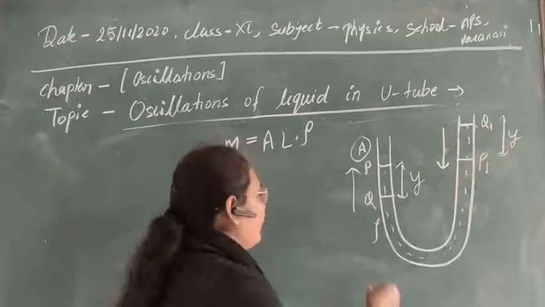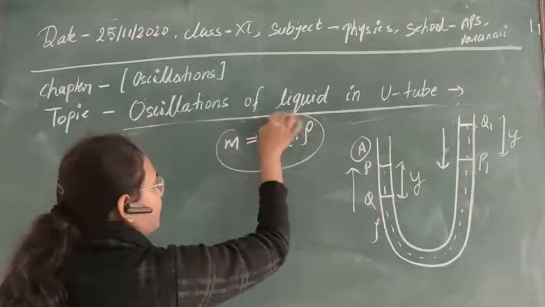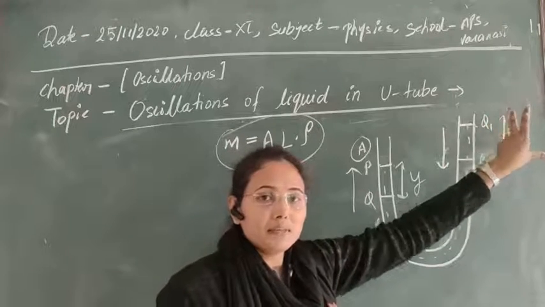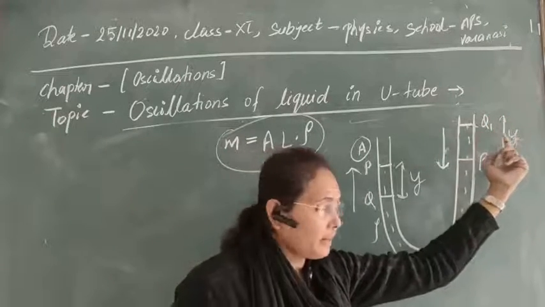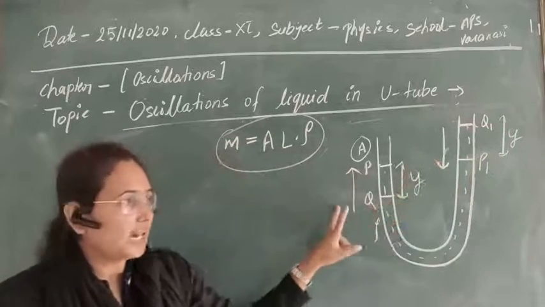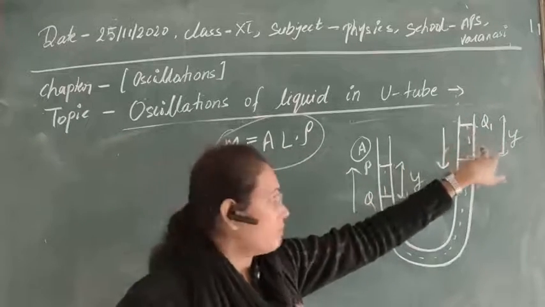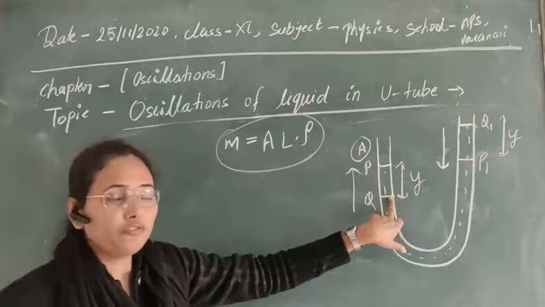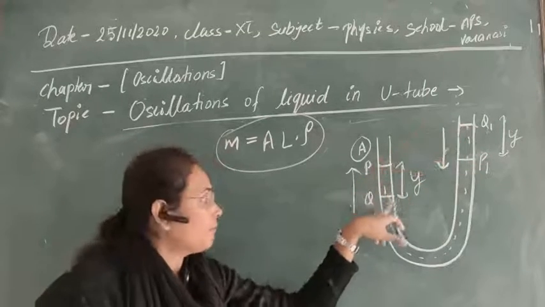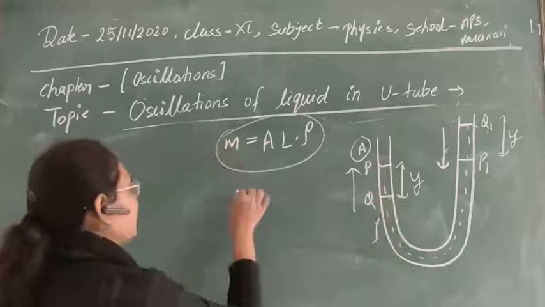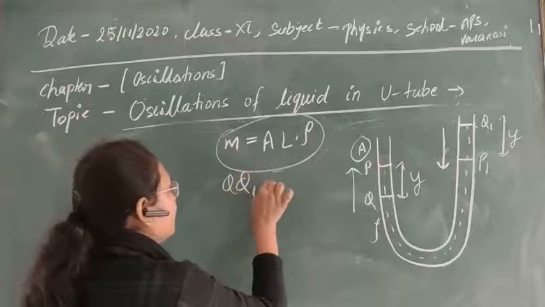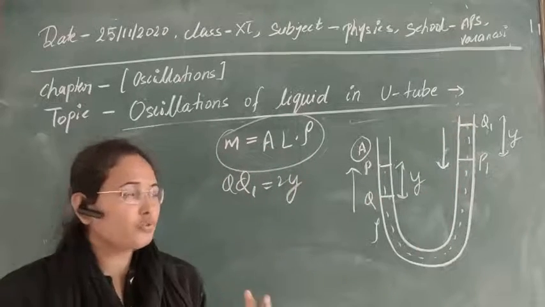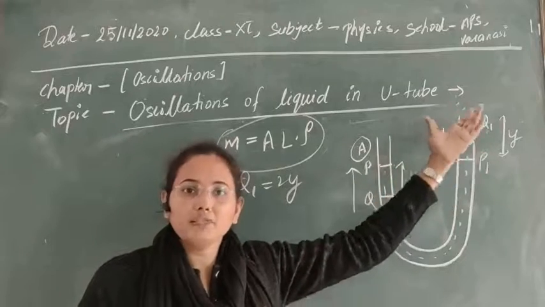Clear? Now we have calculated the mass, and we are seeing that if we displace it by some amount y at one end, then the overall displacement produced will be equal to 2y. Suppose y displacement is produced, then obviously due to this rise or fall, there will be a corresponding change in this limb also. So the overall displacement produced is equal to 2y, that is QQ1. Clear? So obviously in this 2y displacement, some weight of liquid column is also displaced.